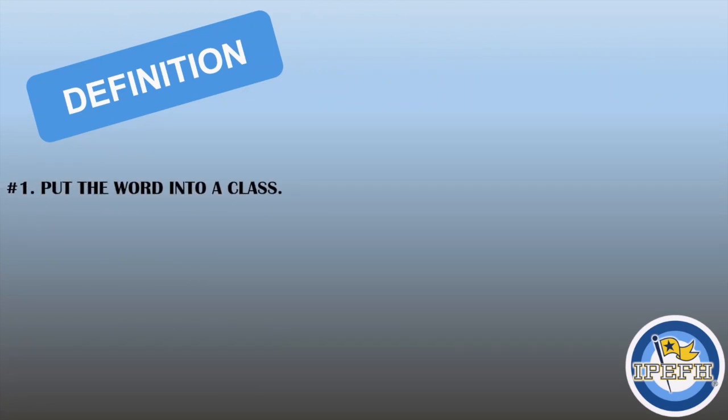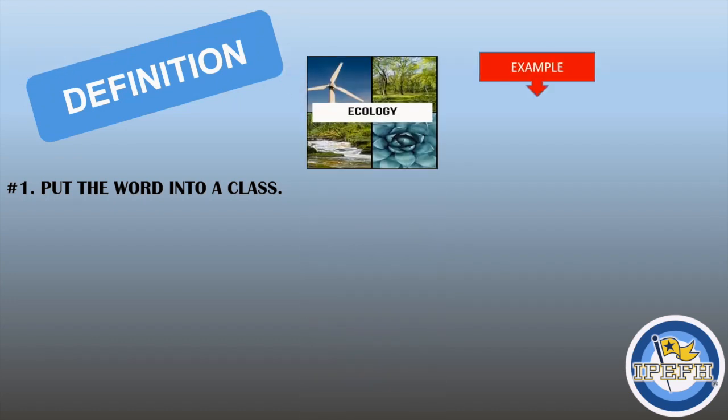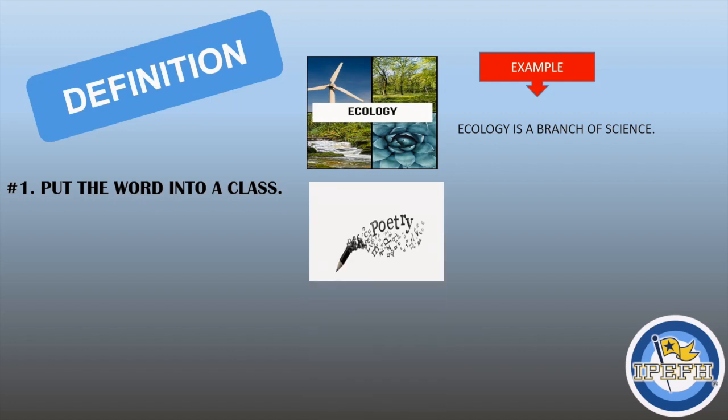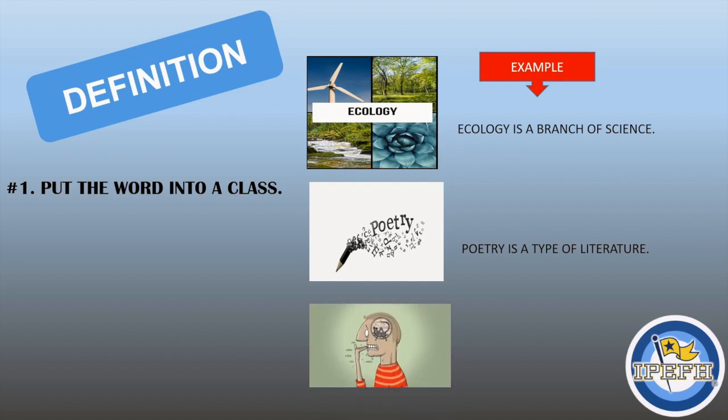Let's see some examples to give a definition with the first step, that is put a word into a class. Here you have the example. Ecology. Ecology is a branch of science. Poetry. Poetry is a type of literature. Anxiety, it's a feeling. Once you give a category or a class, you are defining a word.